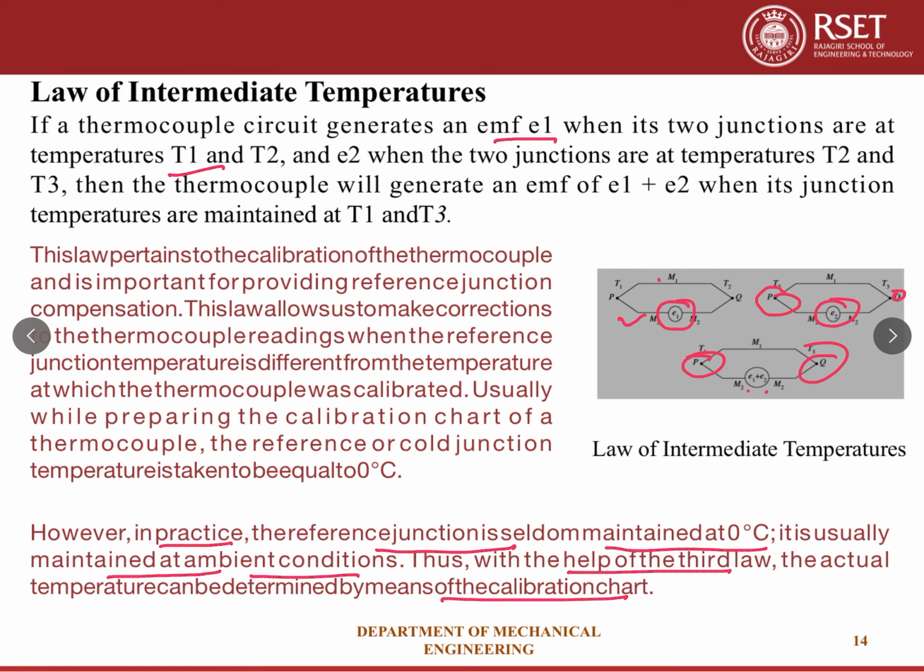And for the law of intermediate temperature, we found that when we have a thermocouple with junction temperatures T1 and T2, we have an EMF E1, and when we have another thermocouple with junction temperatures T2 and T3, the EMF generated is E2. When we have a thermocouple with temperatures T1 and T3 of the same material combination, the EMF generated will be E1 plus E2. That is the intermediate temperature law, and this can be used for temperature calibration or thermocouple calibration.